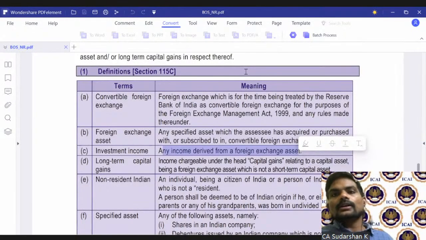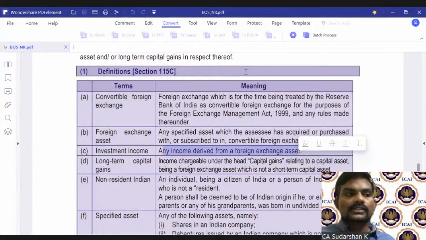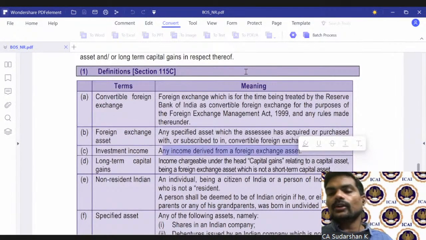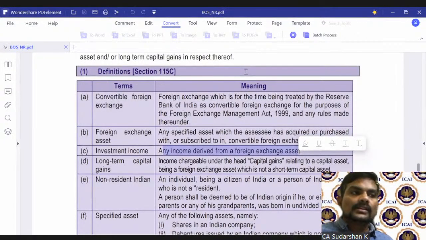And the Bombay High Court agreed to this interpretation of the revenue in a case called Sham Chellaram. In Sham Chellaram's case, the Bombay High Court said, no, you cannot invoke short-term capital gains as investment income. 115E is very specific. Parliament is very clear. Legislation clearly mentions long-term capital gains. Therefore, short-term capital gains cannot be considered as investment income.